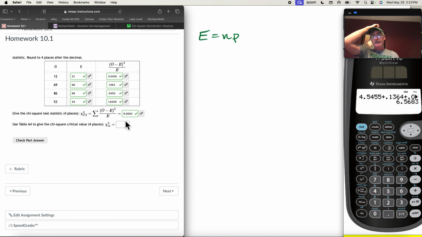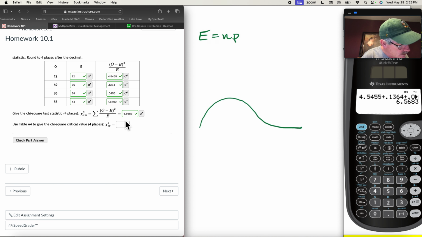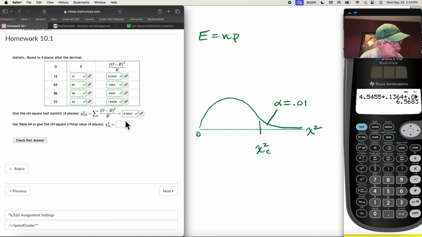Looks good. All right, so now we want the critical value. So I guess I'll go ahead and draw a little picture now. So chi-square distributions usually look like this, kind of a right-tailed distribution. Okay, and you would have a critical value over here somewhere where the area of the tail here is alpha. These are always right-tailed tests. Our alpha is 0.01. Okay, so right here, our chi-square critical value.